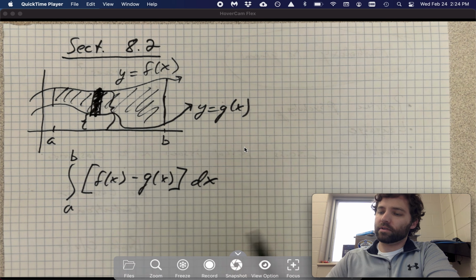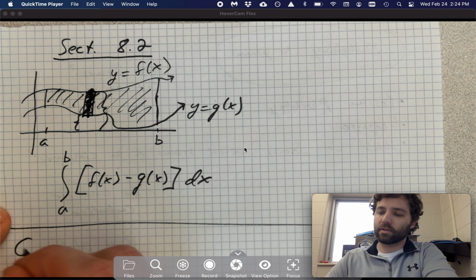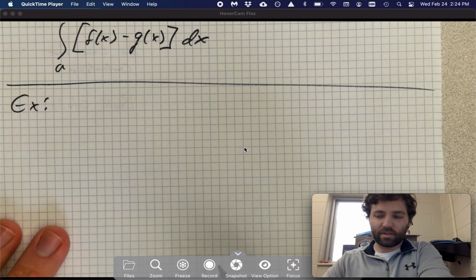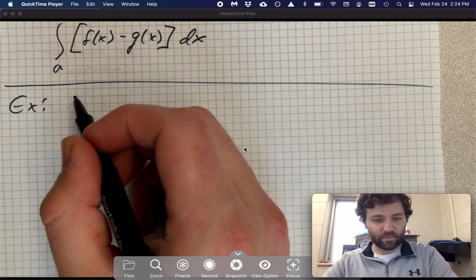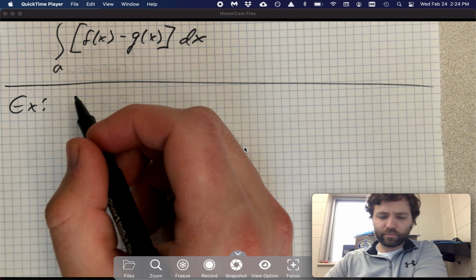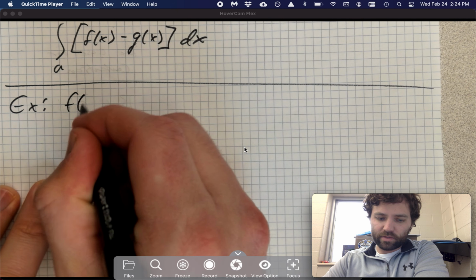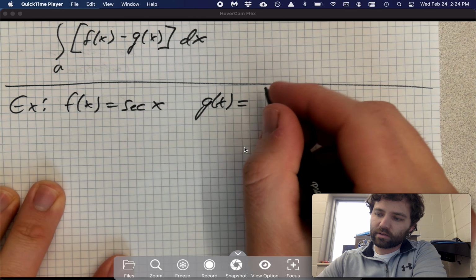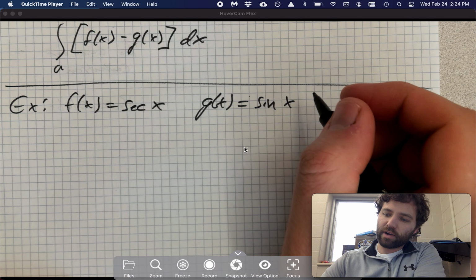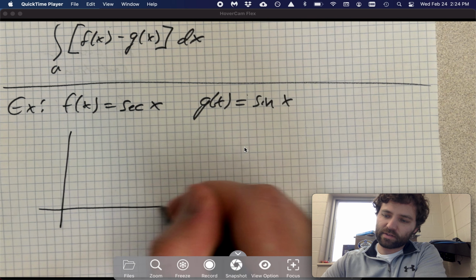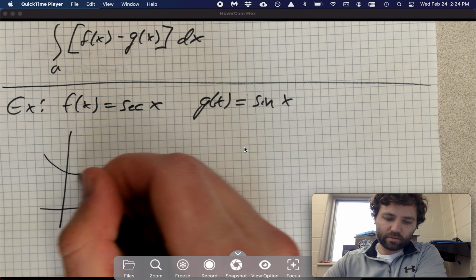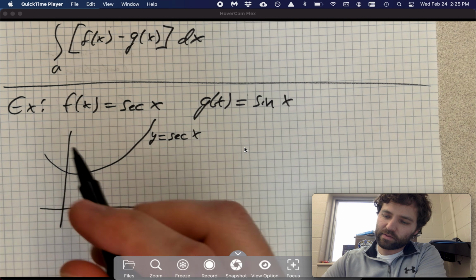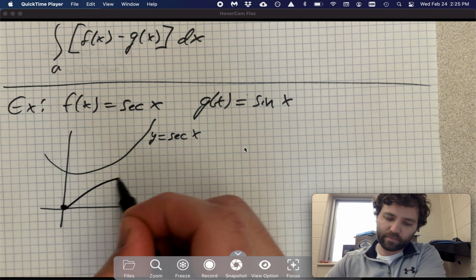So if we do an example here, I don't know why my pen is going slower than what I'm moving it, but anyway, if I give you f of x equals secant of x, and g of x equals sine of x, what you get when you graph these is something like this. Secant does one of these things, like that, so that's secant of x. And then sine starts at 0, 0, of course, and does something like this.